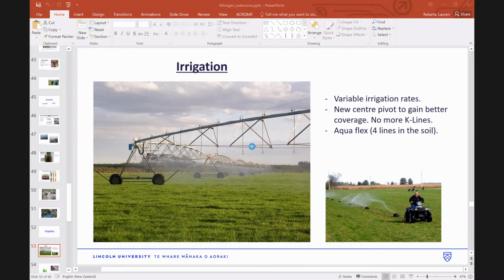And like I say, actually using center pivots, they are really efficient. And you can put in those variable rates and you can change the speed. So that gives you more control over the system.